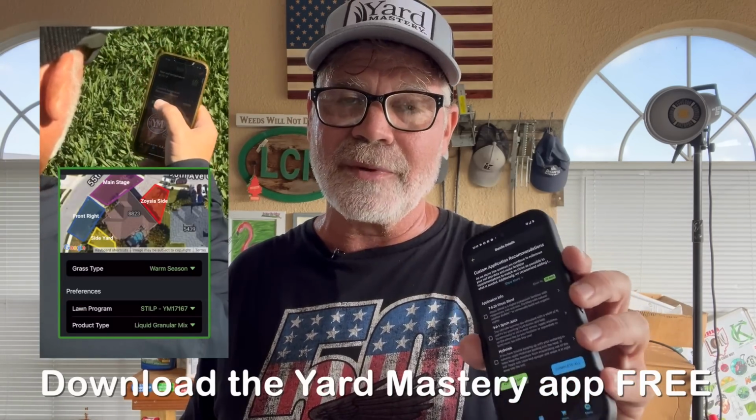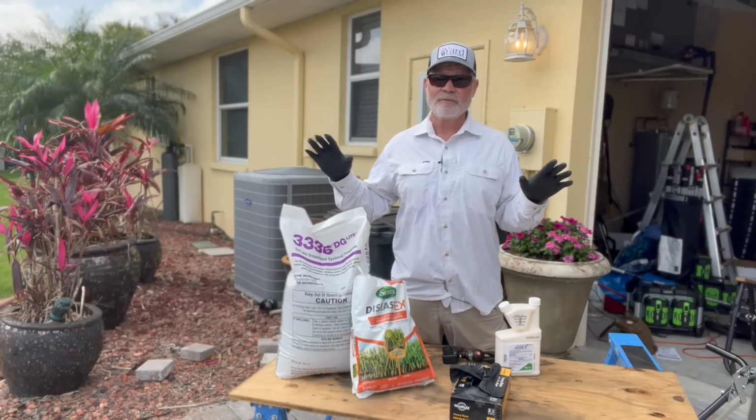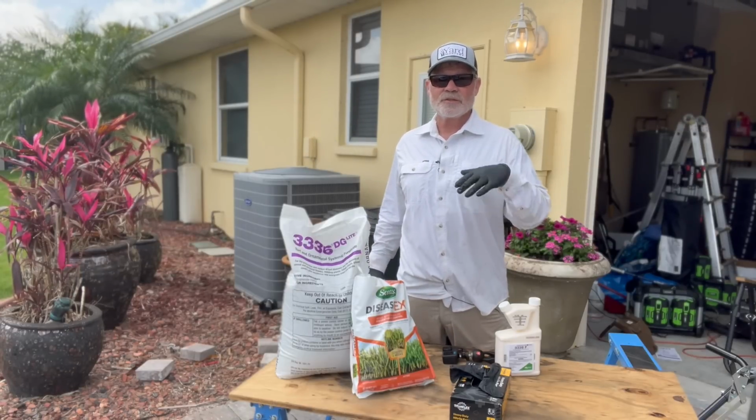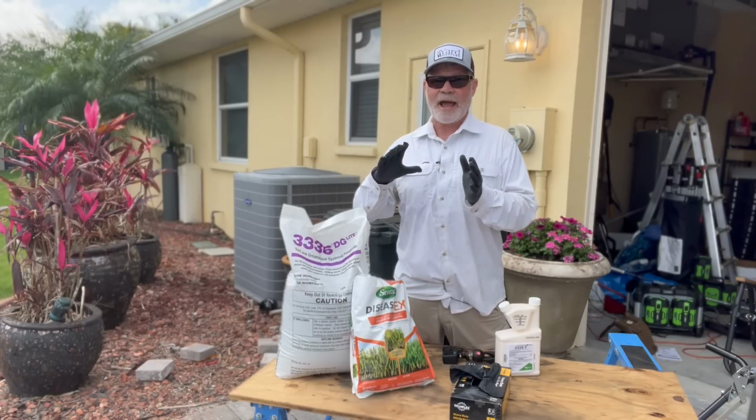Now let's get right back out and find out what are the best fungicides to use to cure or prevent gray leaf spot in your lawn. Now we're going to use two fungicides, each with a distinct mode of action. We do this because lawn diseases like gray leaf spot are very good at adapting and overcoming the active ingredients.